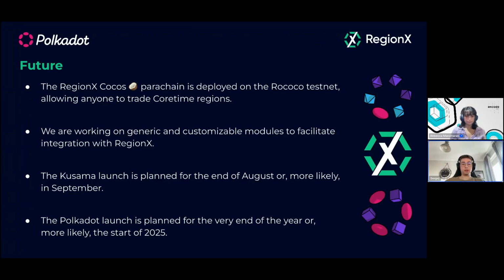We are planning to have the Kusama launch soon, most probably in September. And also, we will have the Polkadot launch once everything is audited. We are sure that everything is working as supposed. So this will take us some time, but should happen at the start of 2025.